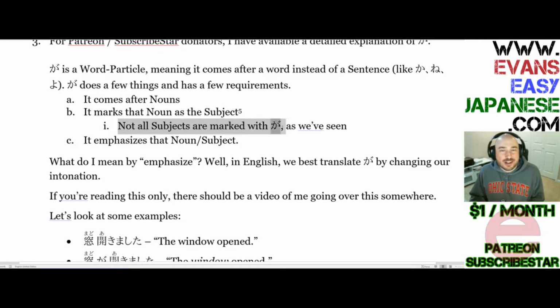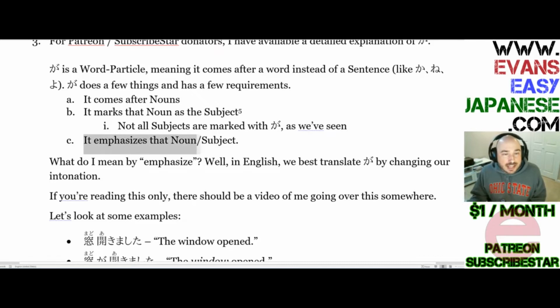Not all subjects are marked with ga, as we've seen, because you don't have to mark every single subject with a ga. In fact, sometimes that would be wrong. Okay, so ga does mark it as a subject, but there's a little bit more to it than that.